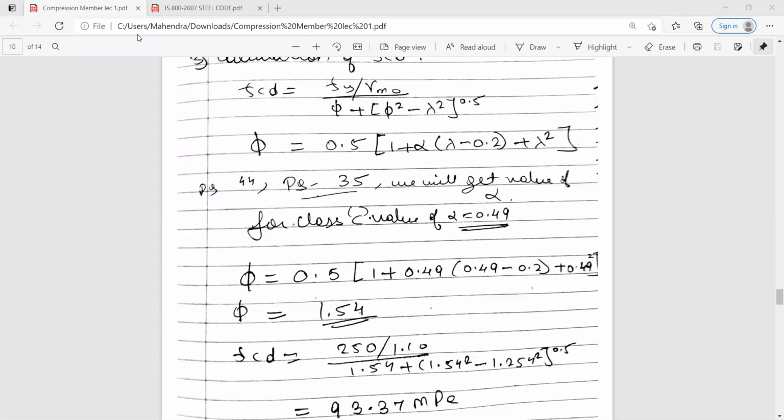After completing, let me know so that we can proceed further. After calculation of FCD, let me know so that we can proceed further.